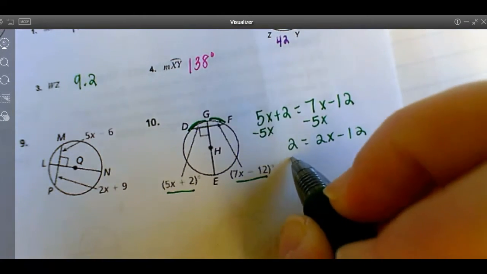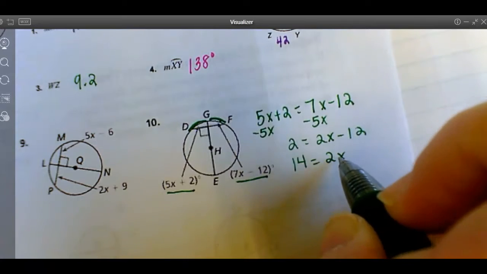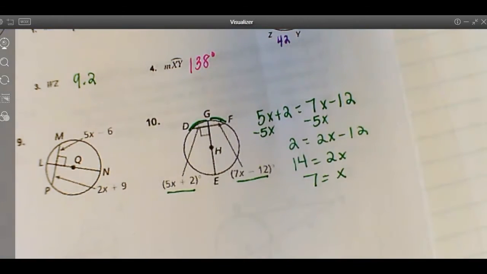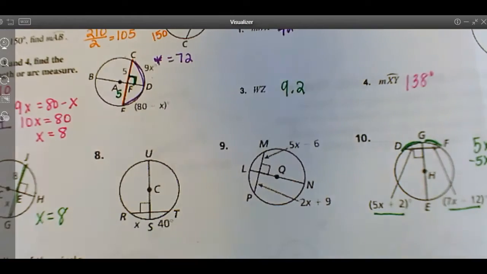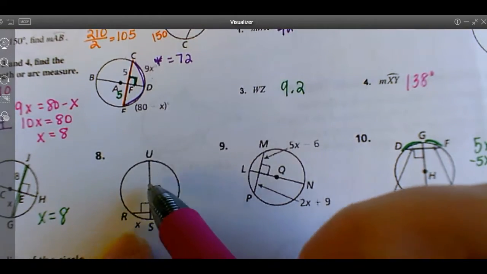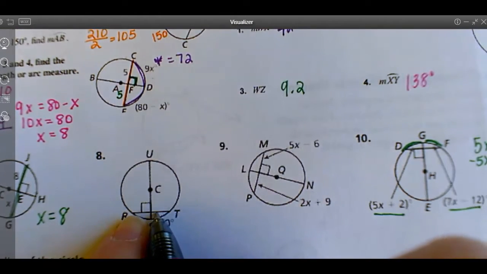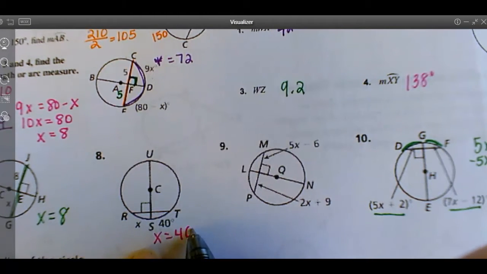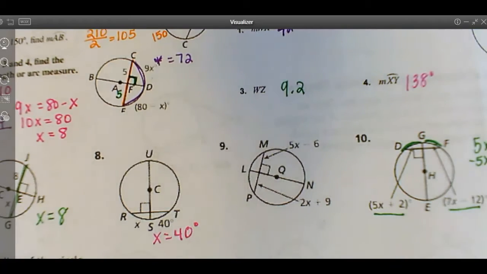I'm going to add 12 on both sides, and divide by 2. Okay, so number 8, again, it's that perpendicular bisector, and I know that these two sides are the same, so that means that the arcs across from them are also the same. So this one is pretty easy. We know that x equals 40 degrees.